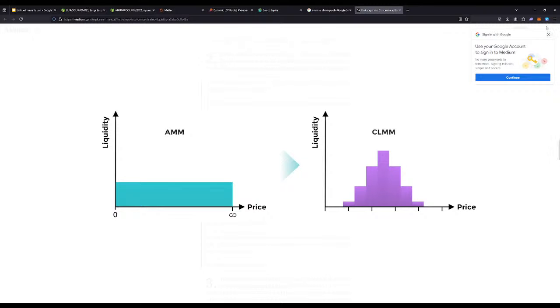So anyways, moving on. I hope I am able to clarify what the difference between an AMM pool and a CLMM pool is. We'll get into the DLMM pools in just a bit.